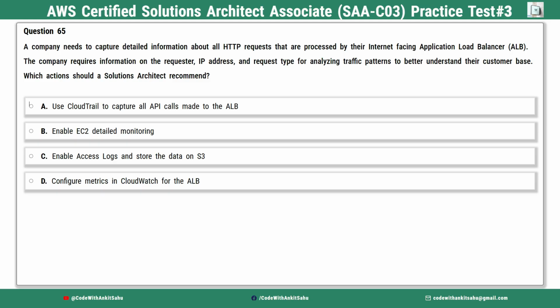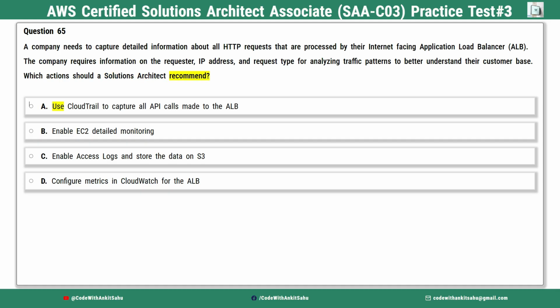Question 65. A company needs to capture detailed information about all HTTP requests that are processed by their Internet-facing Application Load Balancer, ALB. The company requires information on the requester, IP address, and request type for analyzing traffic patterns to better understand their customer base. Which actions should a solutions architect recommend?